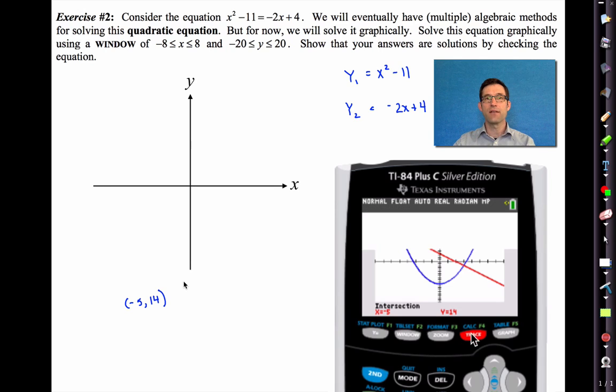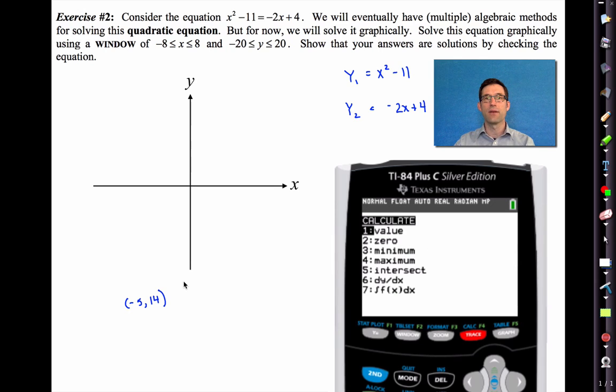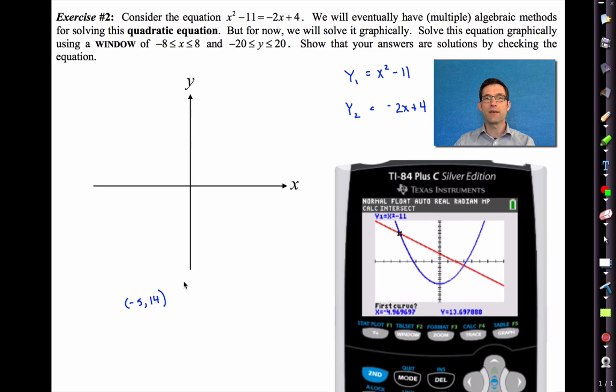So let's hit second trace to get back into the calculate menu. Go down to intersect, grab it. All right. Let's hit first curve, enter. Second curve, enter. Guess. Got to move the cursor now more towards the right one. Okay. Enter. And our second intersection point is at 3, negative 2. All right. Let me clear out the calculator really quick.